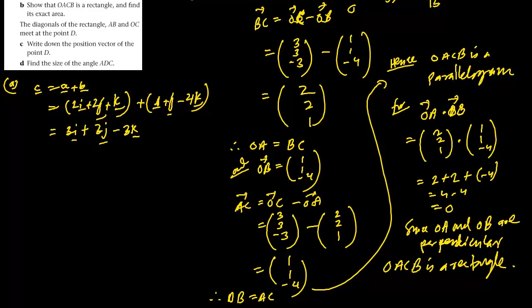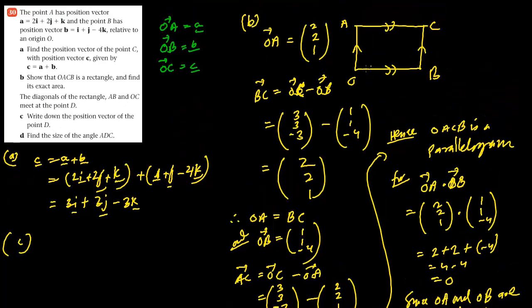Now question C. Question C says you have to find the midpoint of the rectangle. The midpoint is basically the point where the two diagonals intersect. That is going to be the same, so it doesn't matter which one you take. You can take either OC or AB. It is easier to take the midpoint of OC. So the coordinates of D are going to be the midpoint of OC. So it is going to be the coordinates of C divided by 2, because this is 0, 0, 0 and C is 3, 3, minus 3.